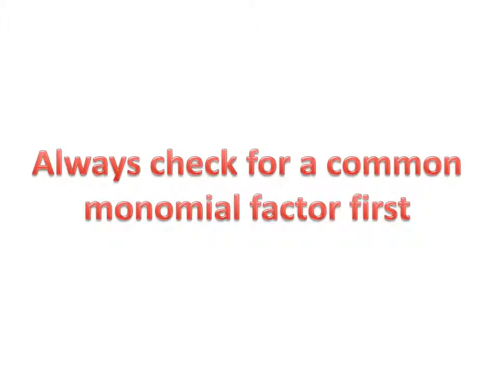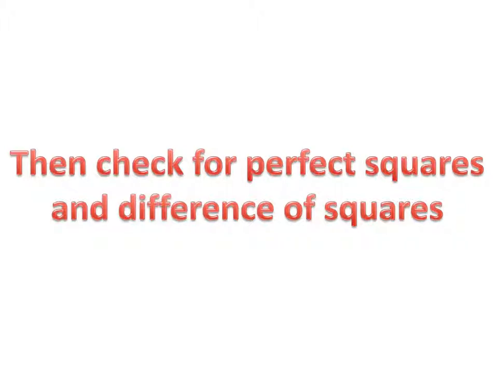When you're going to use your product sum rule or product sum pattern to factor, keep in mind that you're always going to check for a common monomial factor first. And before you decide to use product sum rule, check to see if this is a perfect squares or a difference of squares pattern. They're pretty fast to use.